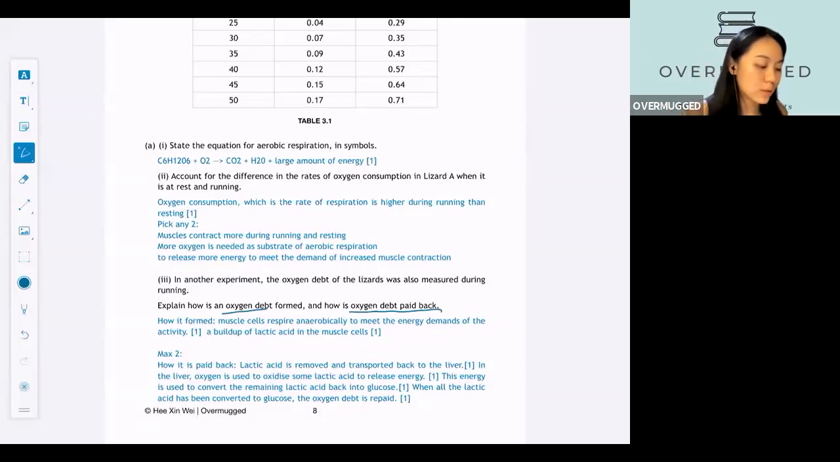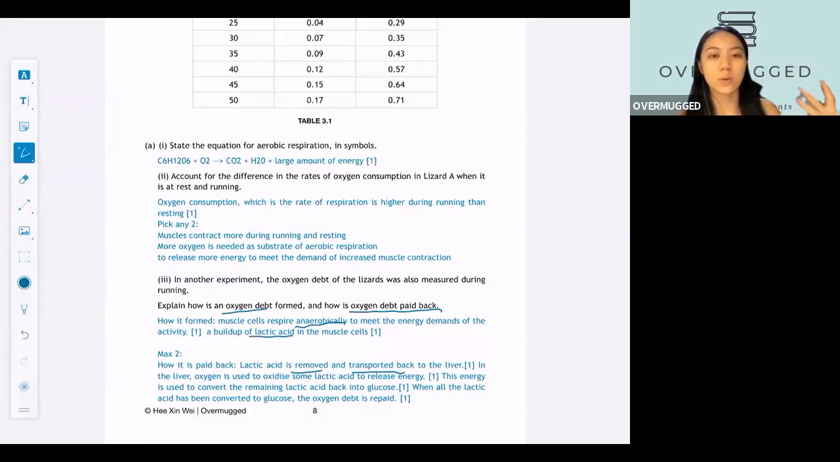So in this case, how is it formed? It is because anaerobic respiration will cause a buildup of lactic acid. And then how is it paid back? It is removed, transported back to the liver. All these are in the notes. Just make sure you have it. You need to memorize that. That chunk is quite a big chunk, I admit. So just memorization is required in this part.